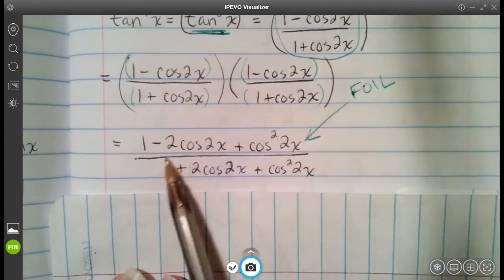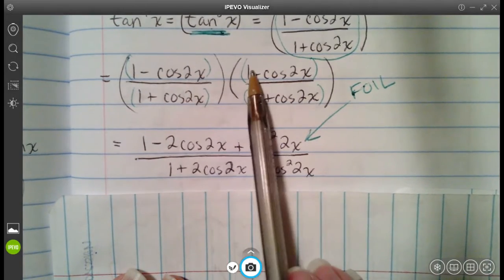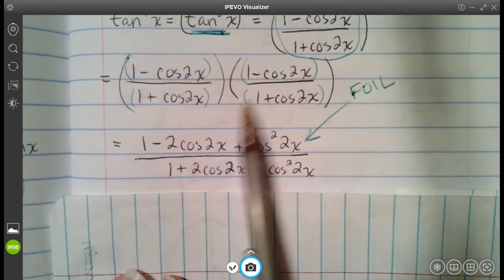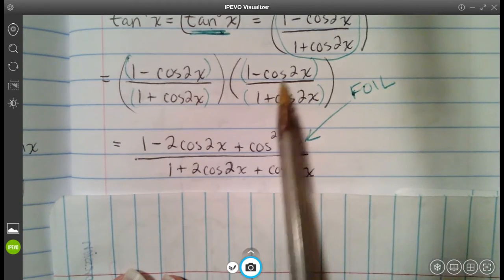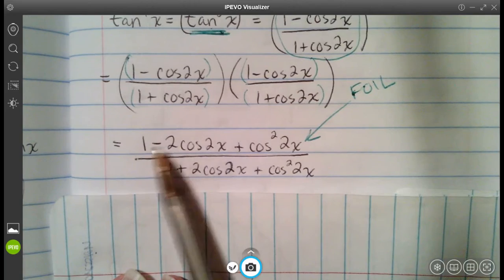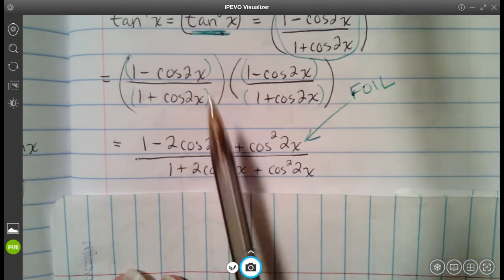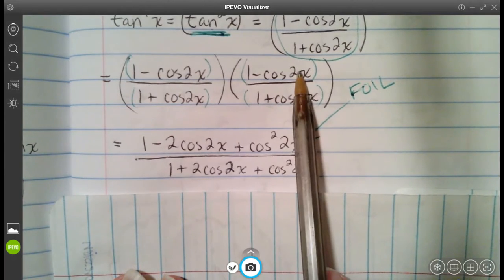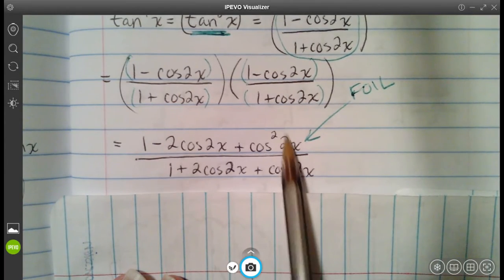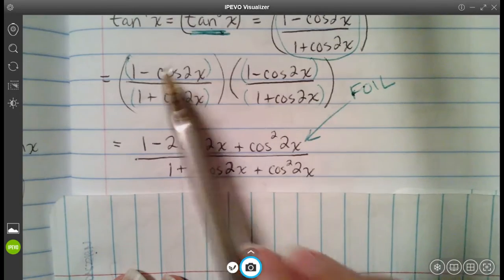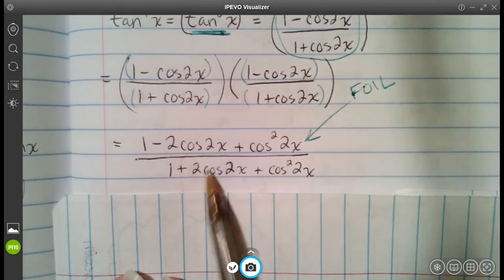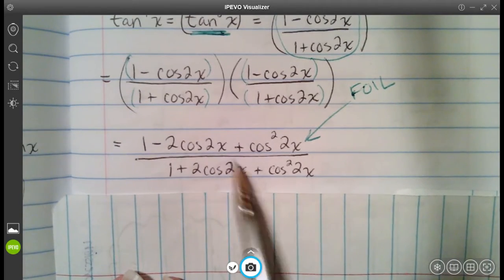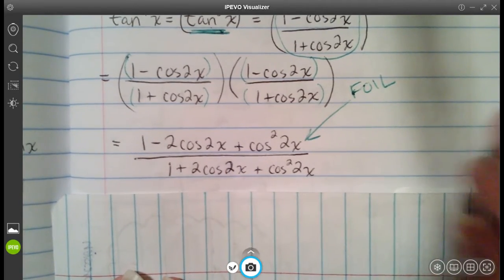So 1 times 1 is 1. Negative cosine 2x times 1 is going to give me negative 1 cosine 2x. You're going to have another one because you have 1 times the same thing. So that's why we have two of them: 1 minus 2 cosine of 2x. And then when you multiply the last term, cosine 2x times cosine 2x, we get cosine squared 2x, and it's positive because you have a negative times a negative. Same thing with the bottom, except since they're both pluses, we have all pluses. So this is what we end up with after we FOIL.